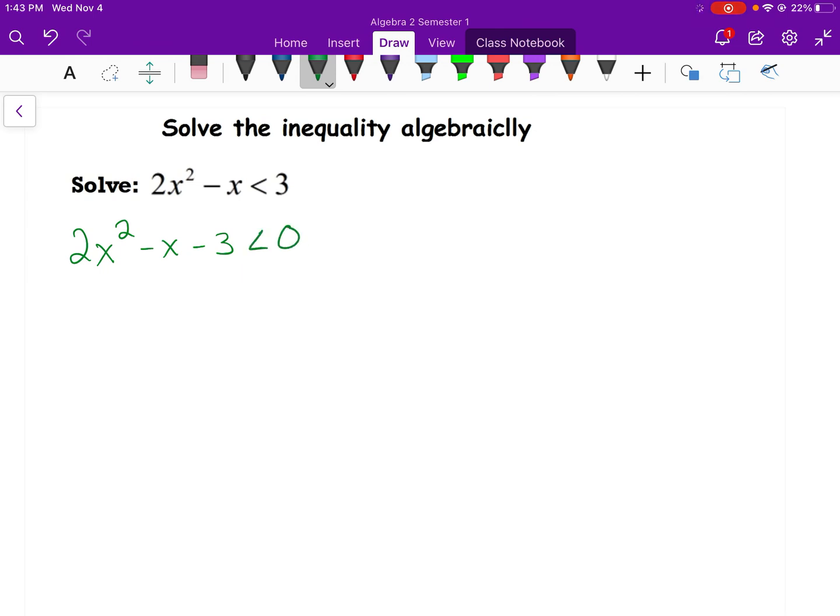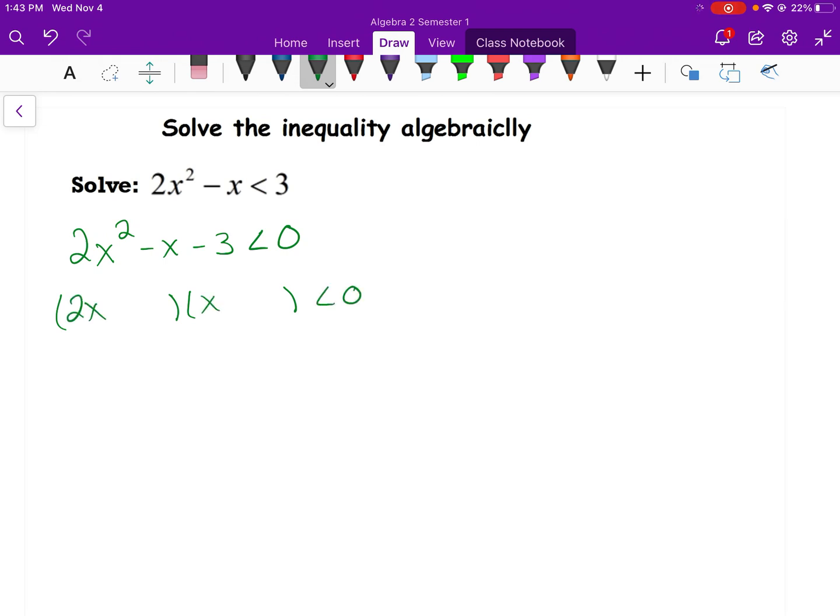Looking at that, again, I would go and try to factor it first. If that doesn't work, then I would probably move to the quadratic formula, just a way to find your roots. So let's go ahead and try to factor this. It's going to be less than 0.